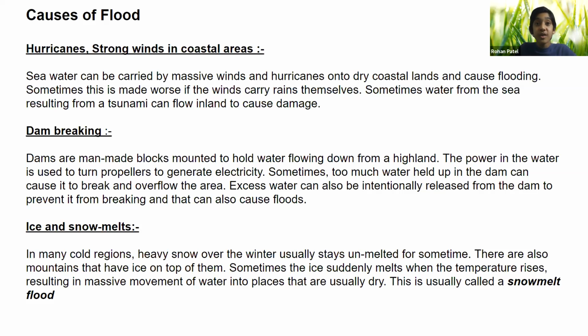And we also have ice and snow melts. In many cold regions, heavy snow over the winter usually stays unmelted for some time. There are also mountains that have ice on top of them. Sometimes the ice suddenly melts when the temperature rises, resulting in a massive movement of water into places that are usually dry. This is usually called a snowmelt flood.